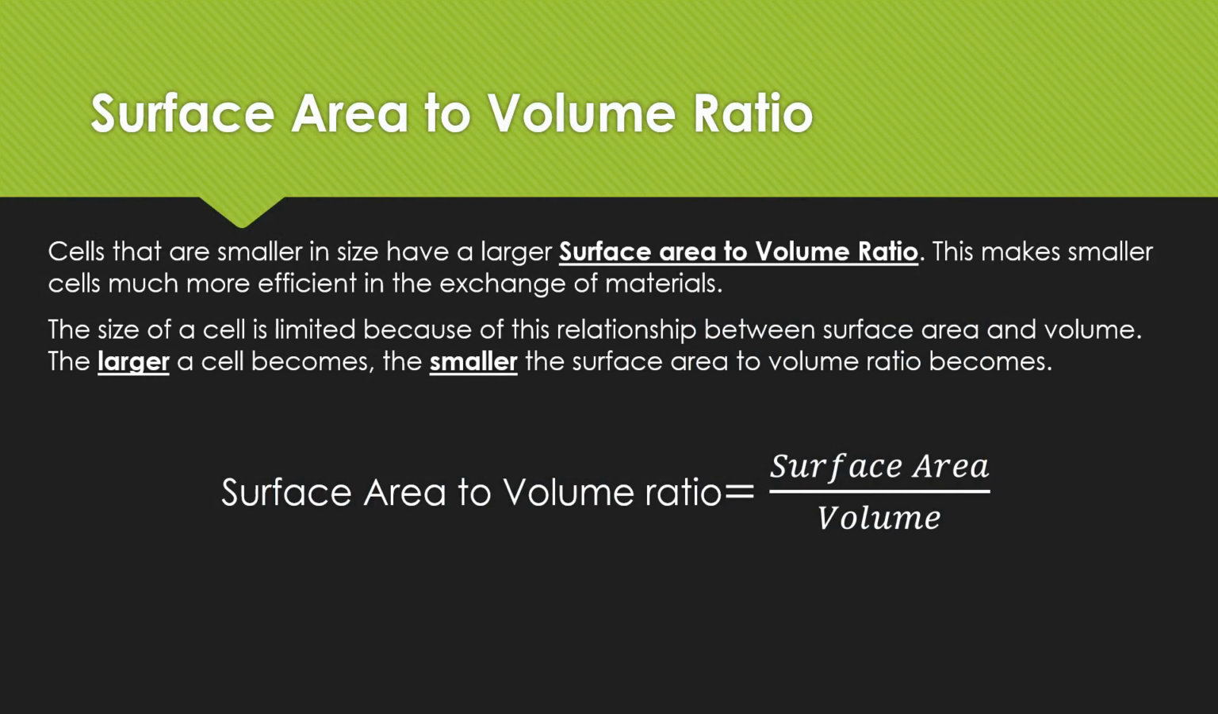Now we can calculate the surface area to volume ratio quite simply. The surface area to volume ratio just equals the total surface area divided by the total volume. This gives us a whole number. Now, the larger the number, the more efficient a cell is. So the smaller a cell is, the larger the surface area to volume ratio.